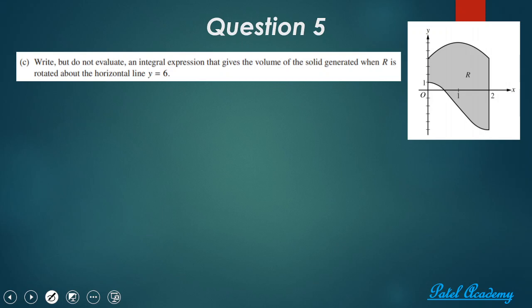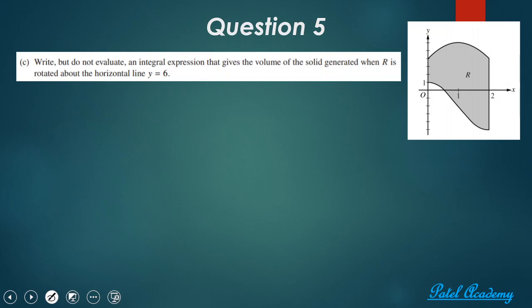Write but do not evaluate an integral expression that gives the volume of the solid generated when R is rotated about the horizontal line y equals 6. I'm just going to tell you off the bat that if you get a very easy to evaluate integral, 90% of the time there's going to be some error in it. There's a reason why they're not making you evaluate it, because it would take too much time.